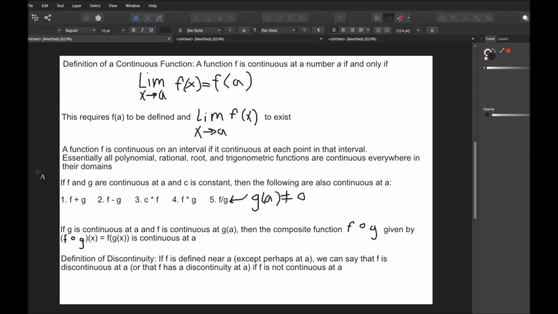And essentially all polynomial, rational, root, and trigonometric functions are continuous everywhere in their domains. If f and g are continuous at a and c is constant, then the following are also continuous at a: f plus g, f minus g, c times f, g times f, and f divided by g, but g of a cannot be 0. If g is continuous at a and f is continuous at g of a, then the composite function f composed onto g, which is given by f of g of x, is continuous at a.